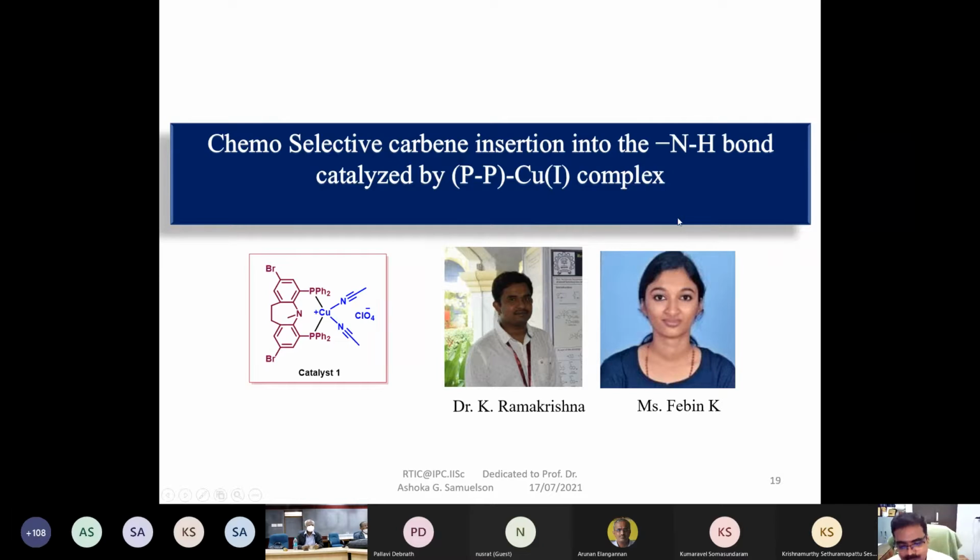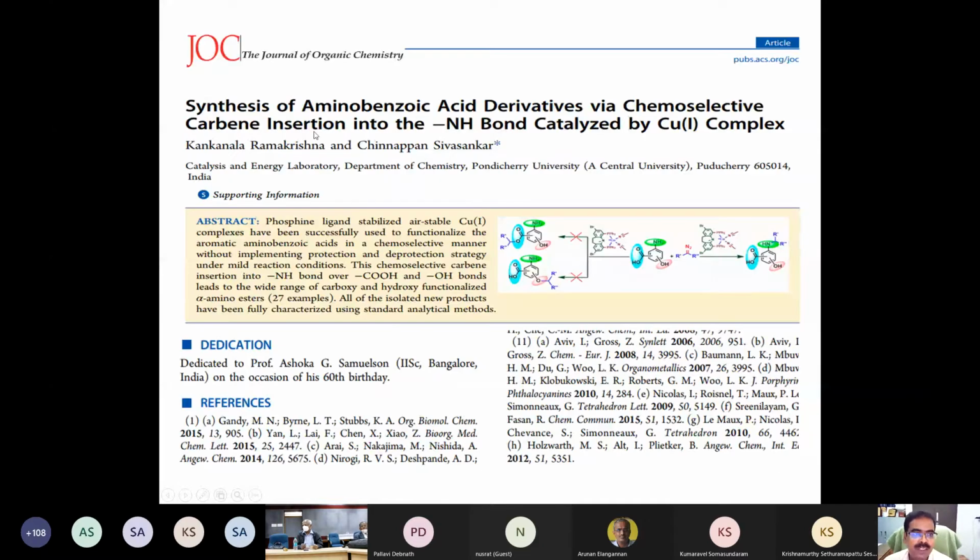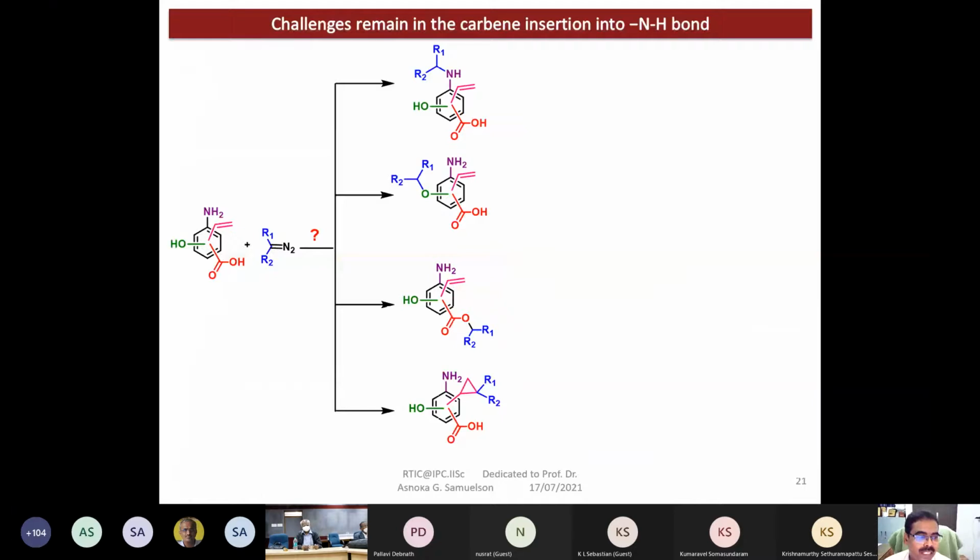The second part of my work is a carbon-related work. Here, I just want to talk about only one thing because there is no time. The copper-1 complex, what you see here, that's what we synthesized, and Ramakrishnan and Febin were involved in this particular work. In fact, this paper we dedicated to Professor A. G. Samuelson on his 65th birthday. And here, when you put amine, alcohol, and acid olefin to one particular substrate, can you get a chemoselective reaction? That is the question we asked.